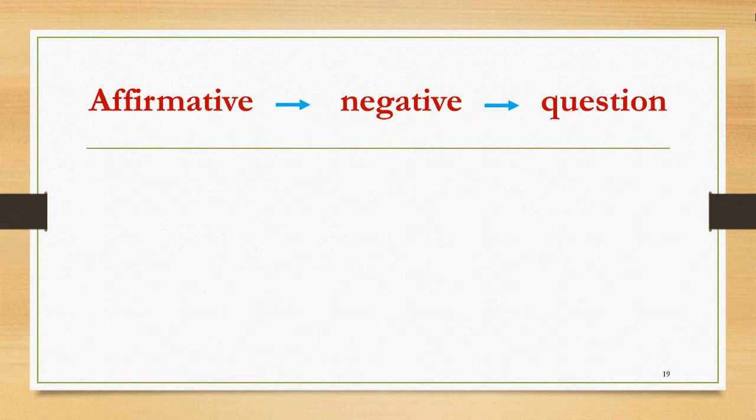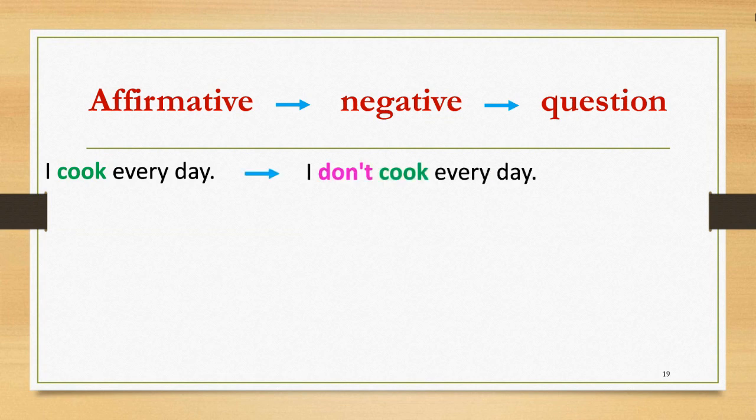To summarize this, I have prepared this exercise. We will start with an affirmative statement, and I will give you a few seconds to think about the negative form, then the question. The first example, I cook every day. What is the negative form of this statement? Yes, I don't cook every day.